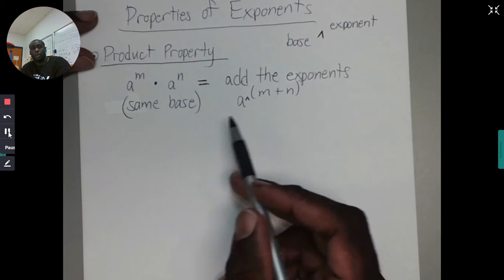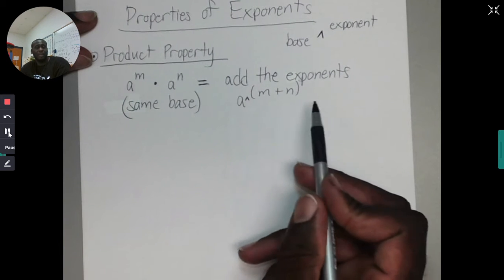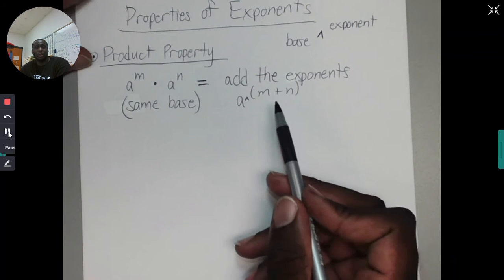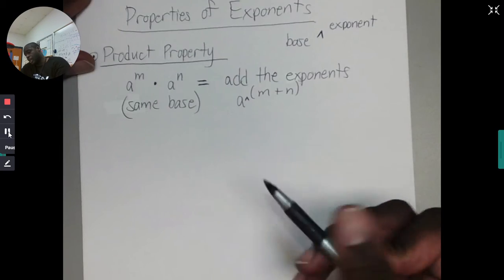Again, it may look a little abstract right now because I don't have any numbers here.